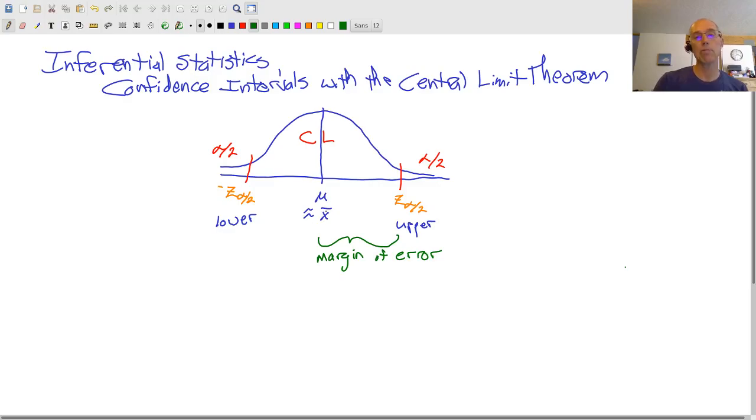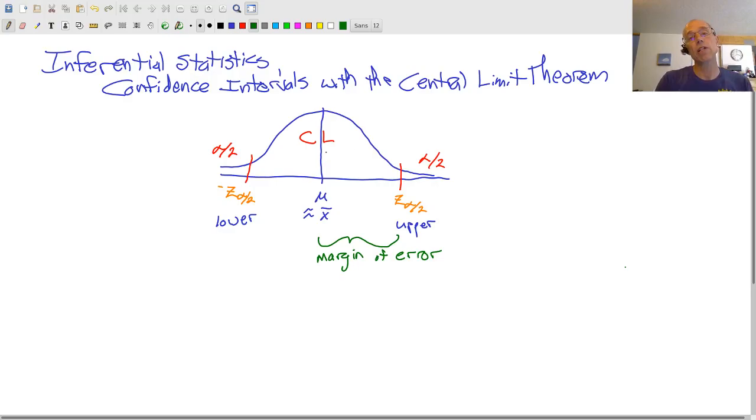And based on the sample, we generate a margin of error. And with the margin of error, we can get an upper and a lower estimate so that we think with some confidence level, like 95%, that the actual mean lives inside here. Okay, so mu lives inside here as our best guess.